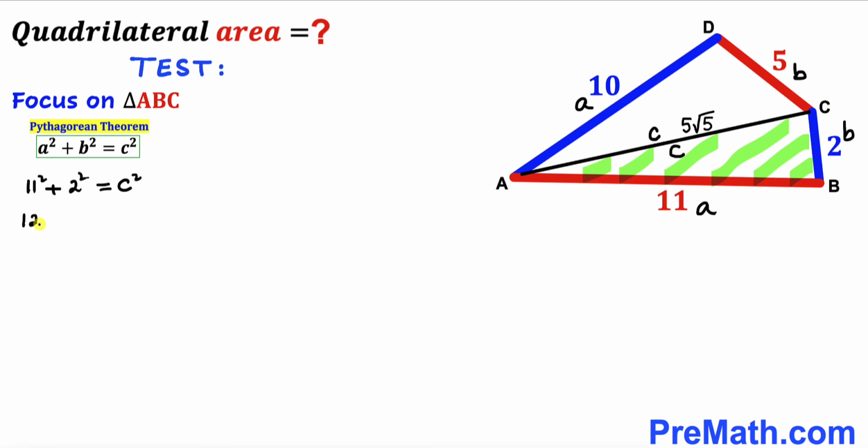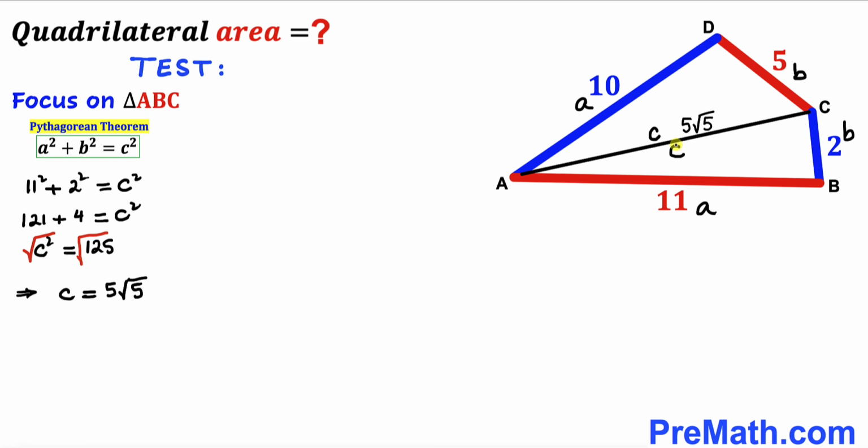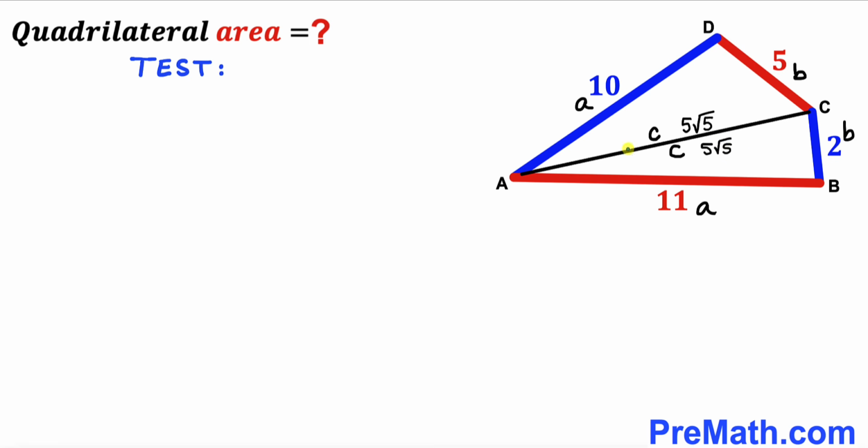Let's go ahead and fill in the blanks. So we got 11 square plus 2 square equal to c square. So we got 121 plus 4 equal to c square. So c square is going to be equal to 125. Now I'm going to undo this square by taking a square root on both sides. So our lowercase c value turns out to be 5 times the square root of 5 once again.